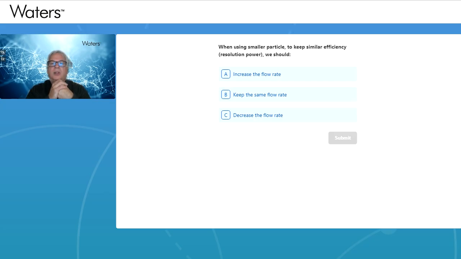Okay. So let's go with the next question. When you use a smaller particle, if you want to keep similar efficiency or resolution power, should you increase the flow rate, keep the same flow rate, or decrease the flow rate? So you have someone that is using a publication, they use, let's say, a 2.5 micron particle, and you want to use a shorter column, you want to use a 50 millimeter column, so you will say, okay, I'm going to go with the 1.7 micron. Should you increase the flow rate, keep the same flow rate, or decrease the flow rate?